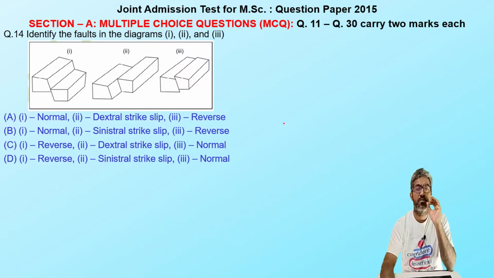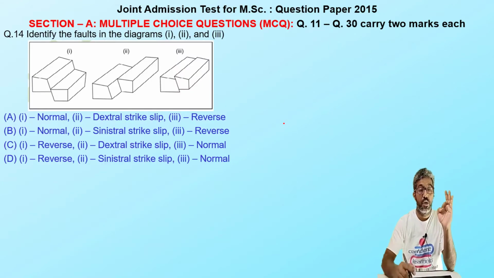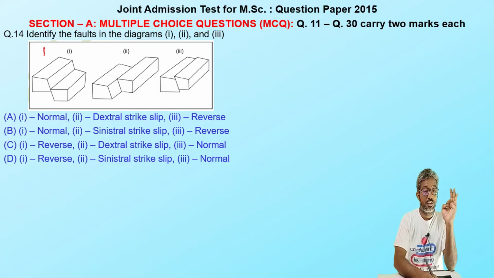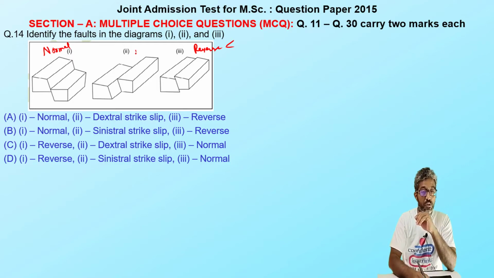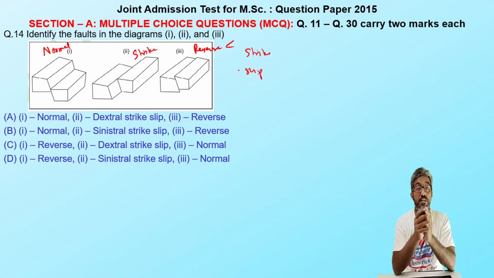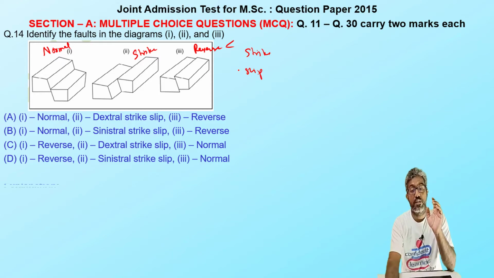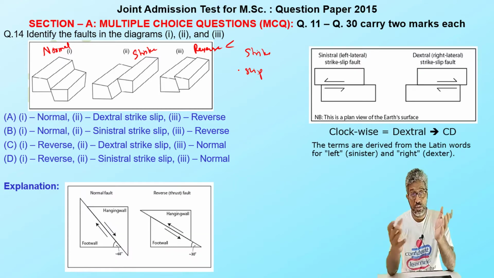Moving to the next question, this is a very simple question from the structure part, and you know this is your normal fault. Let me write it in full. This is a normal fault. This is my reverse fault. In that reverse fault, we have thrust faults also when the angle is less than 45 degrees. And here we have a problem with this one. This is a strike slip fault. We know this is a strike slip fault, but we don't know whether it is sinistral or dextral. The words sinister and dexter came from the Latin words.